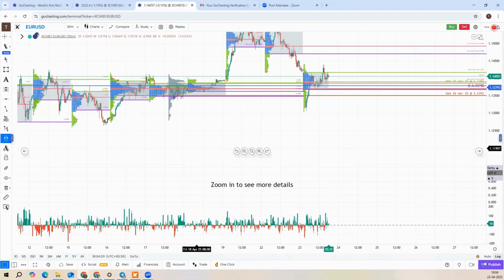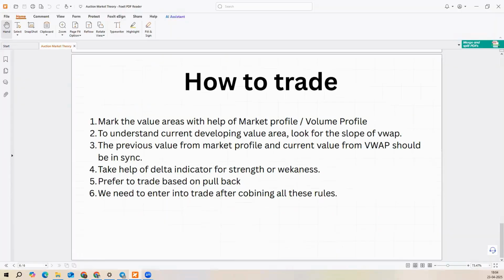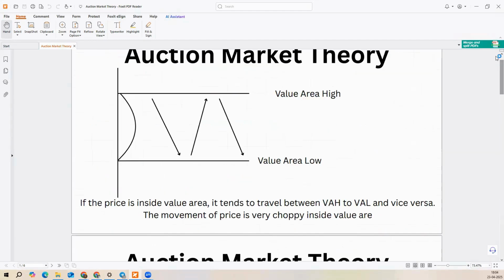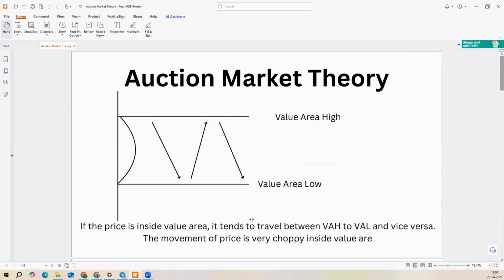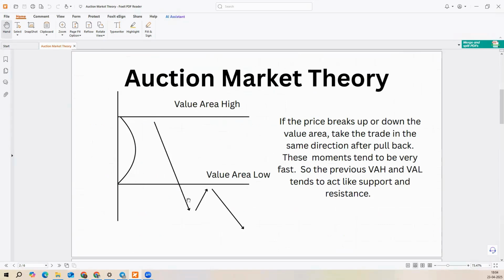Now let's try to revise the theory. How are we taking trades based on the theoretical thing? So guys, remember, this is auction market theory. If the market is inside the previous day value area, we keep on taking reversals. And if it is breaking down, we let it break down with a good delta, then reversal with a weak positive delta, and then again to the downside. So these are fast movements.